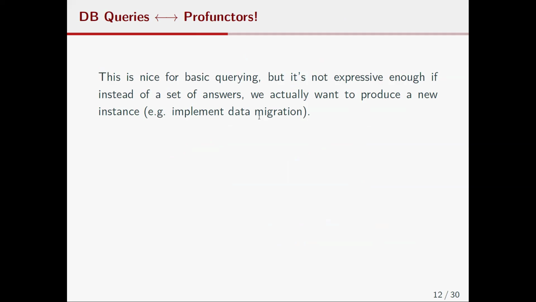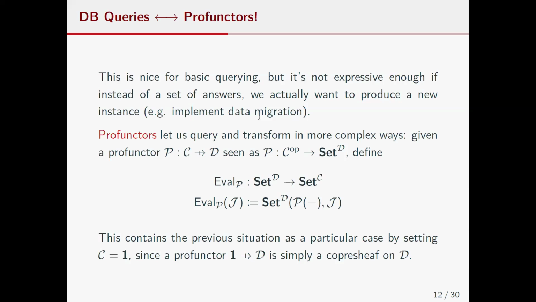So you might want to produce a new instance. And we can do that following the same idea of conjunctive queries, but now having more than one at the same time. And that's a way of seeing profunctors. So we will think of the profunctor as a functor from C up to the co-sheaf category on D, and define its evaluation functor using this construction that appears all around, but you can see how this contains a previous situation when the domain is the terminal category, right?